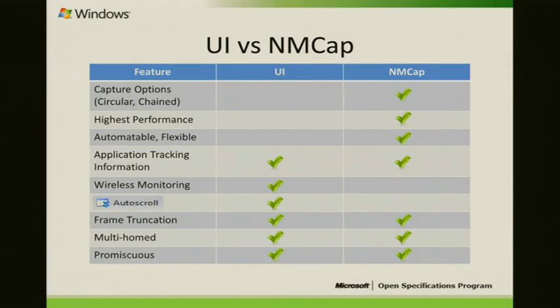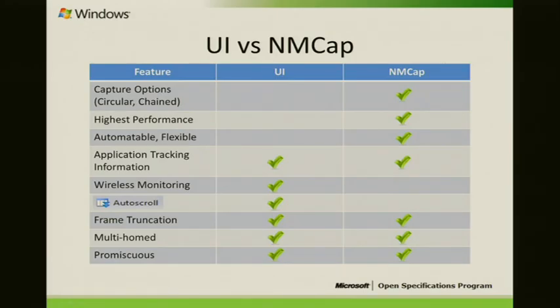So on the next screen, I have a table showing you what the UI can do versus what NMCap can do. Probably one of the notable things is that in the UI, when we do a capture, it just goes on forever, until you run out of memory, in fact. So it's probably not the tool you want if you want to leave a trace running for a day, a week, a month. It's not going to work. In fact, it'll probably get to a point where it gets stuck, and you can't even save the file, so be warned. If you're going to do long-term capture, don't use the UI.